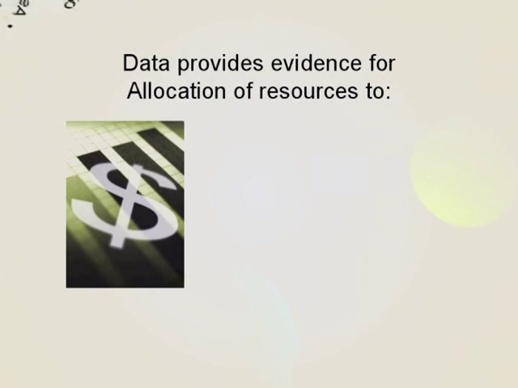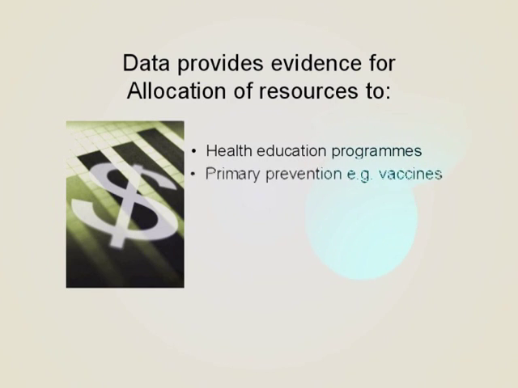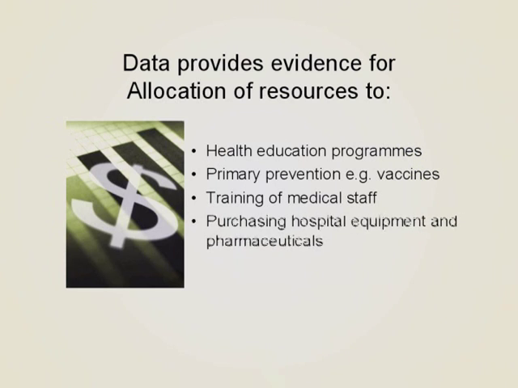The data also provides evidence for the allocation of resources to health programs, such as health education programs, primary interventions like the introduction of new vaccines into the public sector, training of medical staff, purchasing of hospital equipment and pharmaceuticals, and for research. This video explains how a medical certificate of death should be completed and highlights some of the common problems seen.